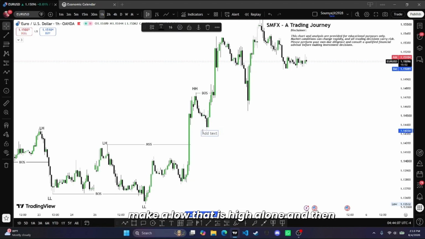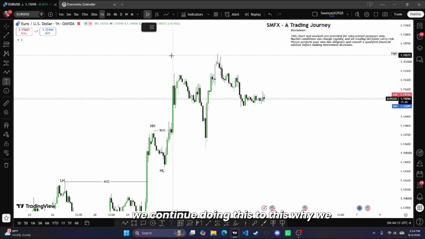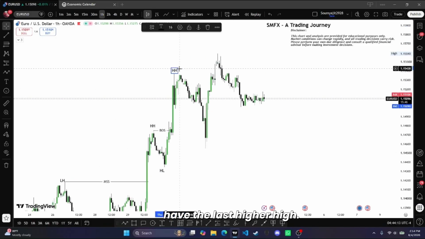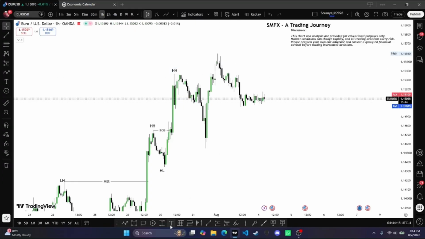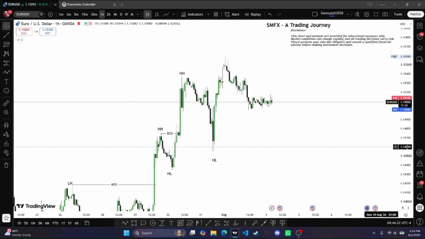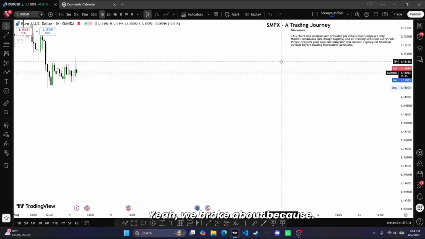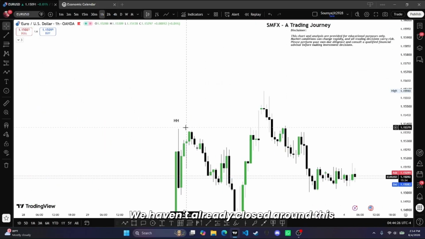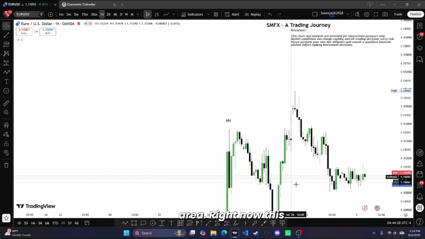Then we make a low that is higher low, and then we continue doing this to this area where we have the last higher high and then a higher low. And then we can see that we broke above because we have a body close around this area.